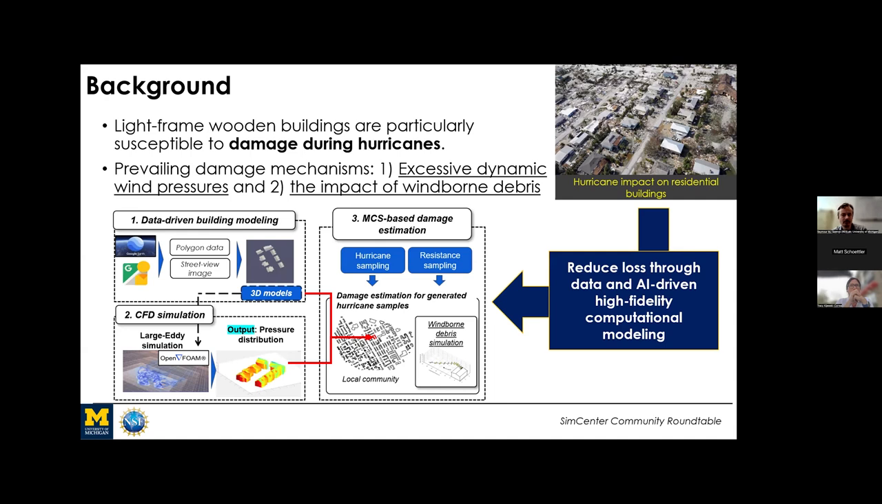Our goal with this work was to reduce this kind of loss through data and AI-driven high-fidelity computational modeling. The workflows we were working on really had three components, or more precisely four components. We're basically saying that you should be able to use data-driven models to create very high-fidelity representations of the components within your community. When I say components, I'm talking about natural and man-made infrastructure and everything in between. We need to capture all of that, and we want to do that using data-driven approaches.